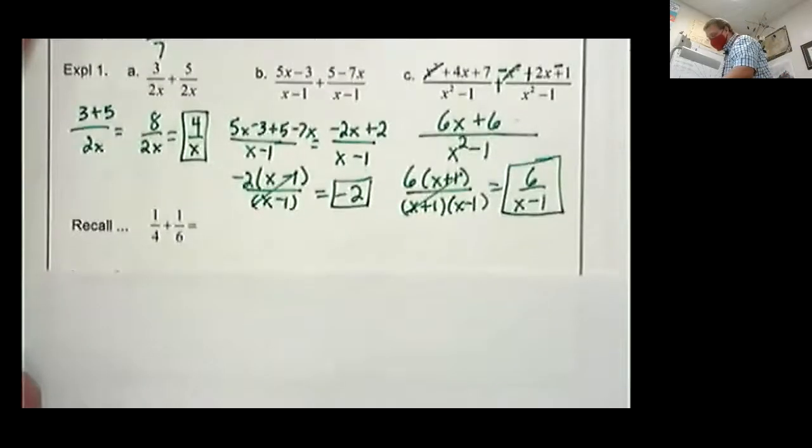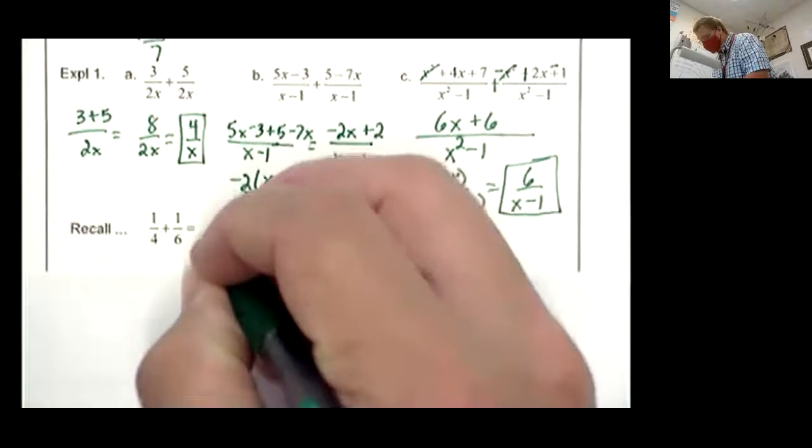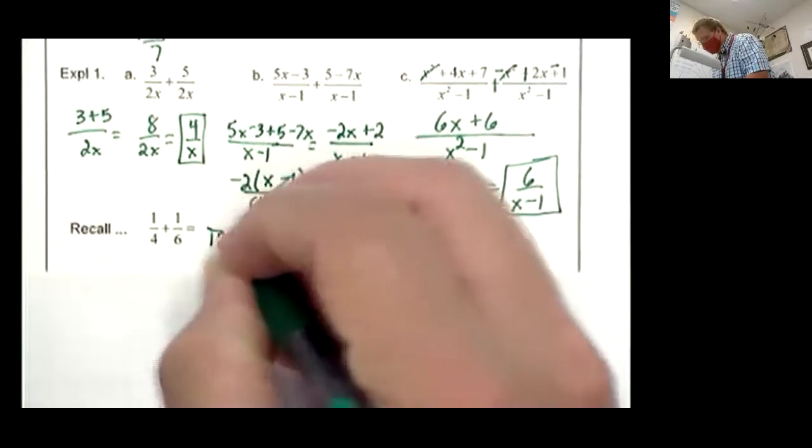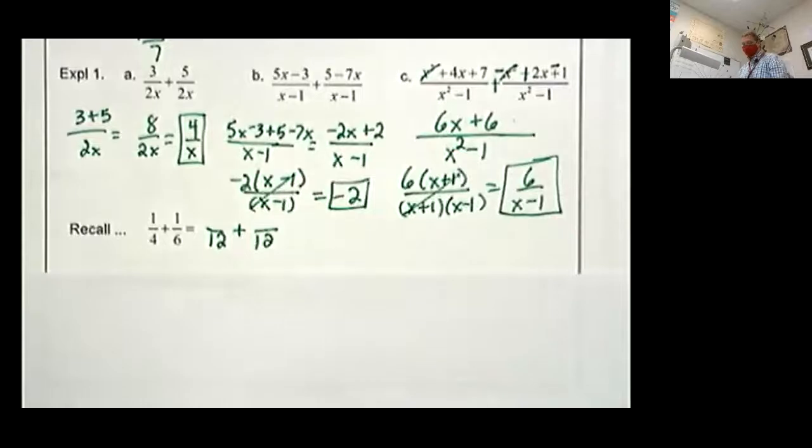What if the denominators are not the same? Then we need common denominators. How do we get common denominators? Well, the smallest number that 4 and 6 will divide into is 12. And so we want to rewrite this as a 12-something plus a 12-something. How do we change them to 12s?